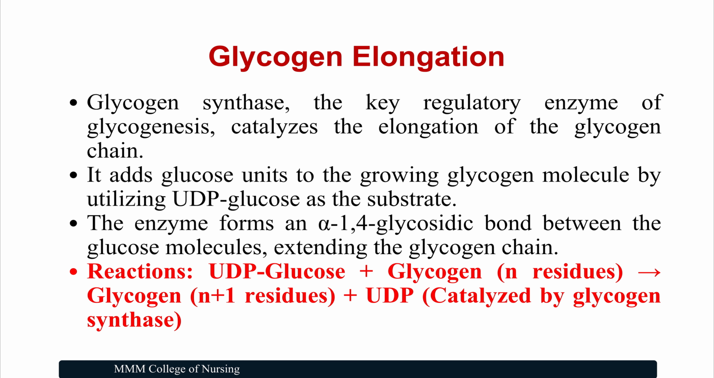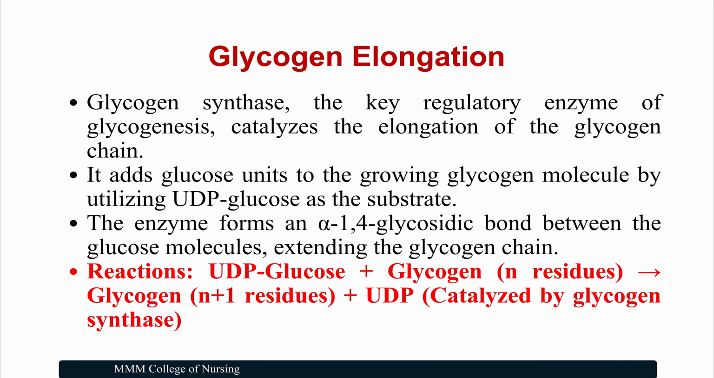Step 5. It has two parts. The first part is glycogen elongation. Now we have UDP glucose ready. The enzyme glycogen synthase, which is a key regulatory enzyme of the entire glycogenesis pathway, now takes this UDP glucose and adds it to the existing glycogen chain.